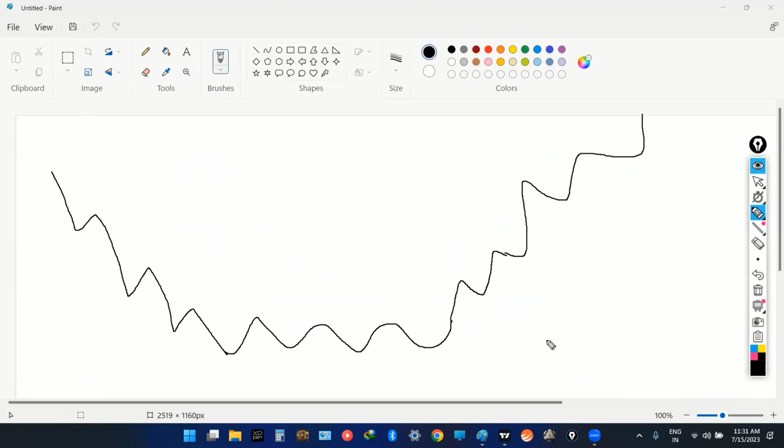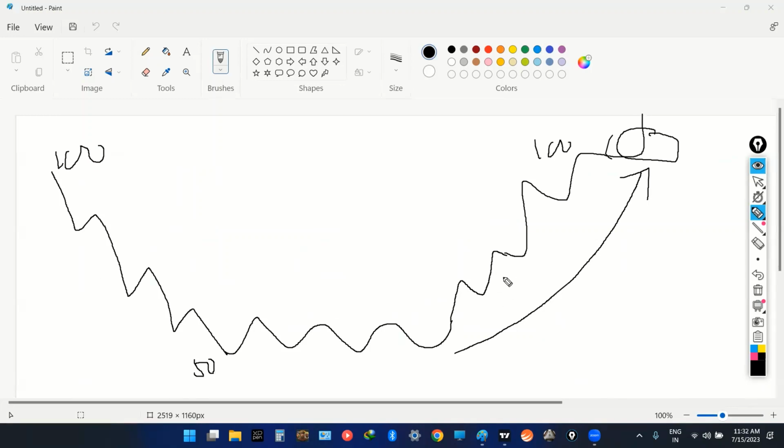Suppose this has happened. If you are investing here, then you are a fool. Why are you a fool? Because this has already gone. Suppose this was a price of 100 rupees. It came down to 50 and now it is again at 100, and this is 70 rupees. So you have to invest somewhere here.